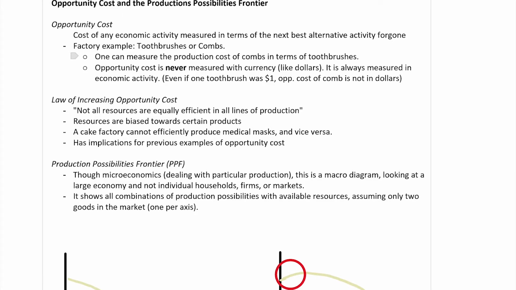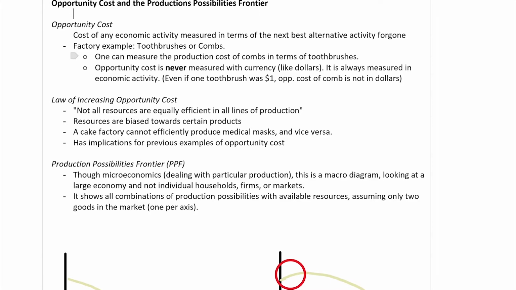So opportunity cost is the cost of any economic activity which is measured in terms of the best alternative foregone. So an example would be toothbrushes and combs. If a factory uses all of its resources on toothbrushes, it can produce, say, 500. However, if they want to produce 100 hair combs, then the number of toothbrushes it produces has to decrease. Let's say from 500 to 480. The loss of 20 toothbrushes here is opportunity cost, and there aren't enough resources to produce both 500 toothbrushes and 100 combs. So the opportunity cost of producing those 100 combs is the 20 toothbrushes that you lose.